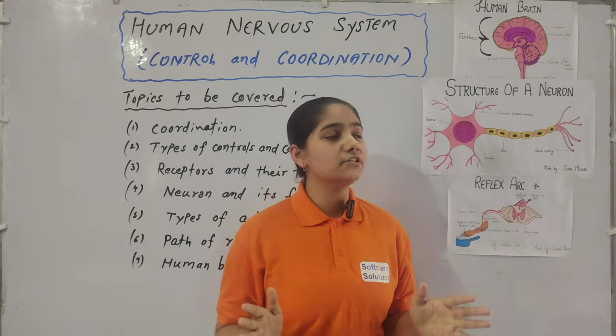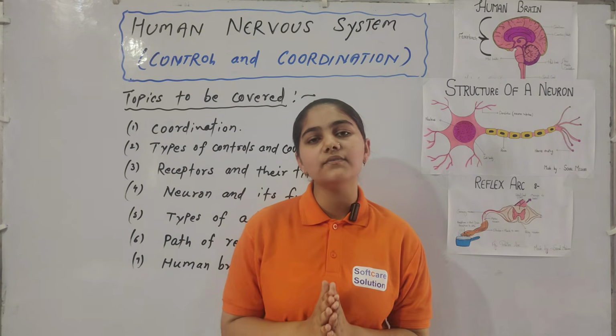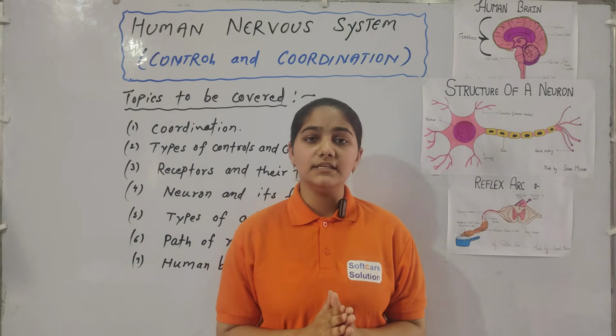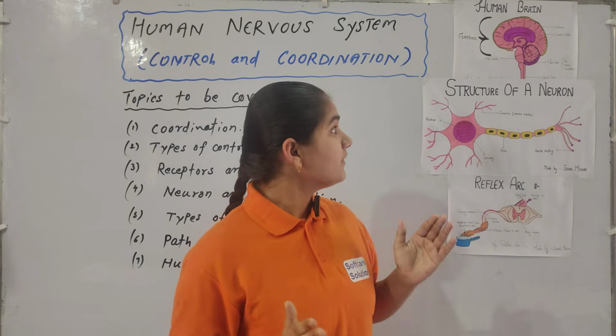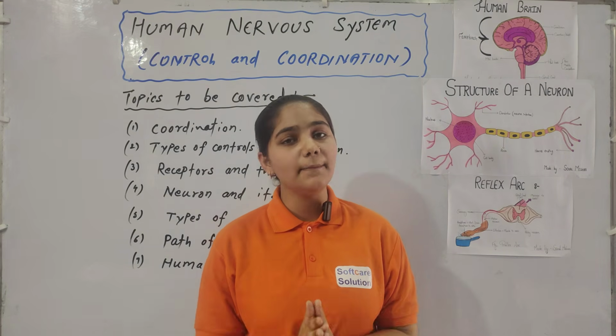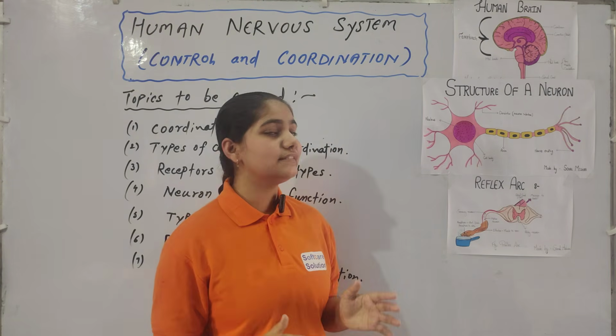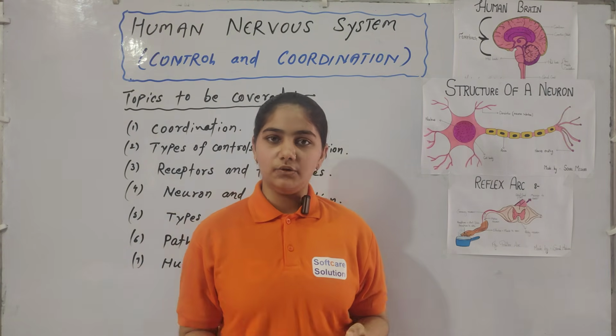Then we have parts of brain. So there are three parts of brain. First one is forebrain, second one is midbrain, and third one is hindbrain. In forebrain we again have three parts. First one is cerebrum, second one is hypothalamus, and third one is thalamus. And in hindbrain we have three parts: cerebellum, pons, and medulla.